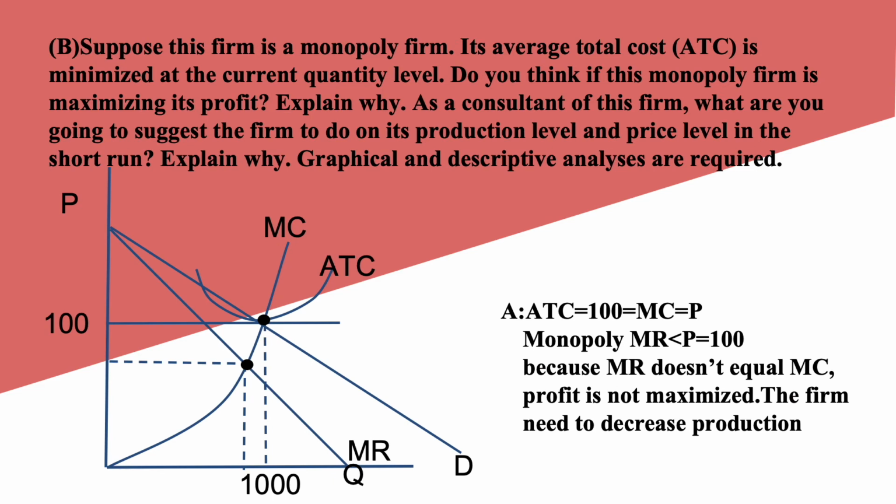The answer is the average total cost is 100, which equals marginal cost and price, and monopoly price equals 100, which is larger than marginal revenue. Because marginal revenue doesn't equal marginal cost, the firm's profit is not maximized. The firm should decrease production.